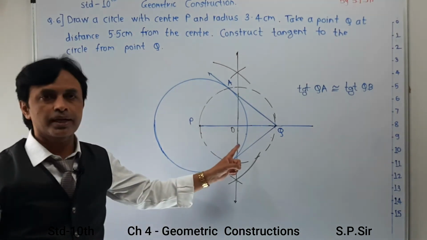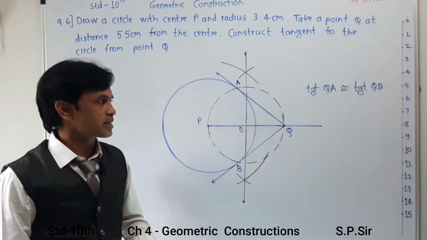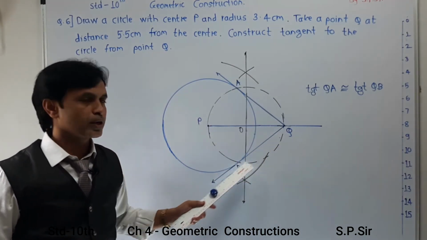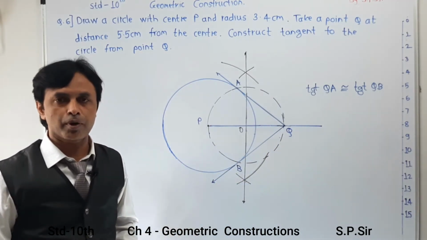And in this way you have to make a construction. Remember that your final answer is tangent QA is congruent to tangent QB, and draw it very properly.